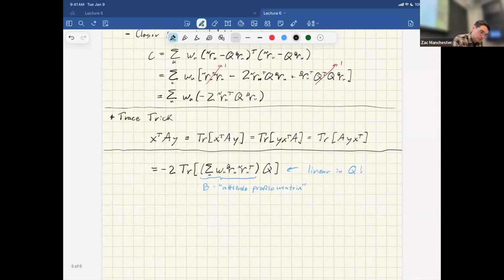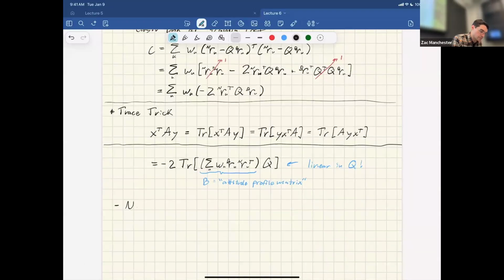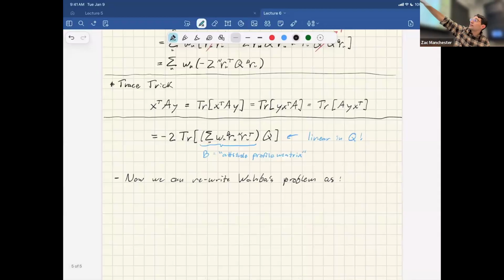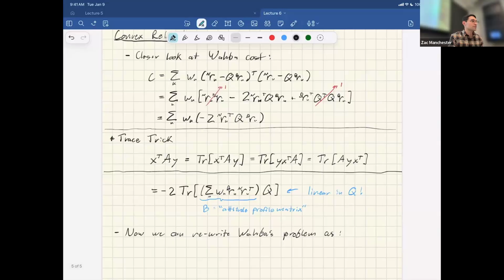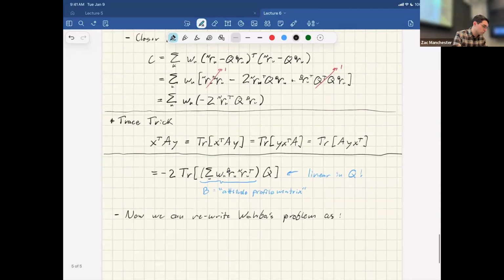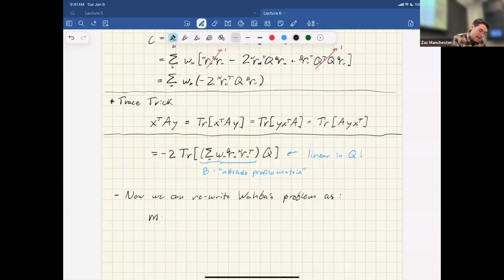Okay, so now having played these games, we can rewrite Wahba's problem like so. So we have this minus sign. That's important. And then we have the 2, which is not important. We're going to throw the 2 out. Because of the minus sign, I'm going to switch from minimizing to maximizing. Minimizing a negative thing is the same as maximizing the positive thing, right? So we'll do that. So now we've got max over Q, and this thing simplifies down super nicely.